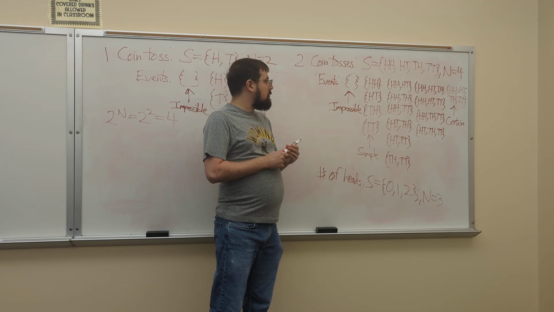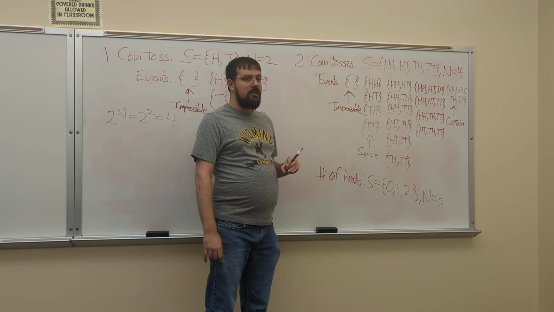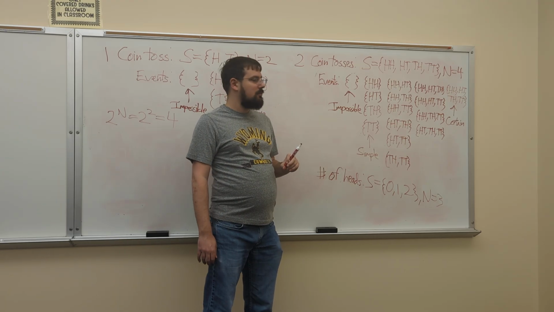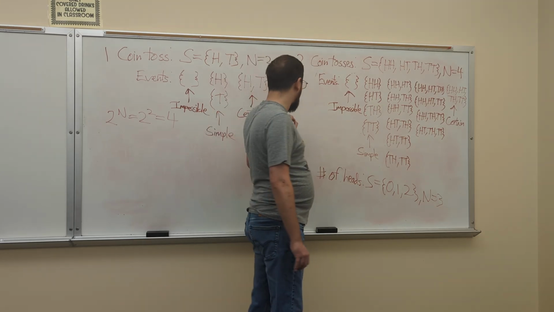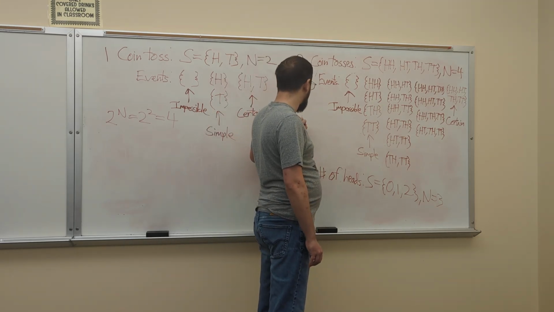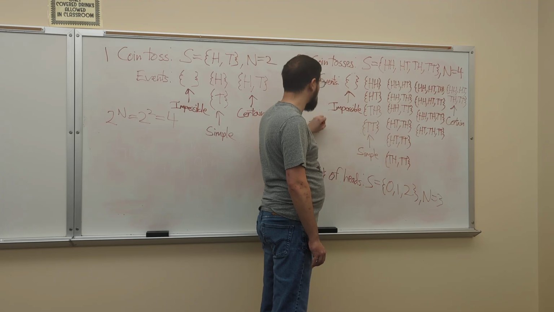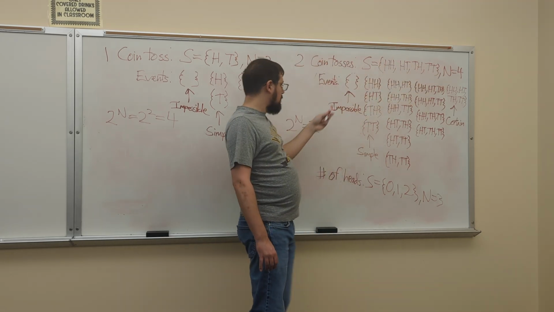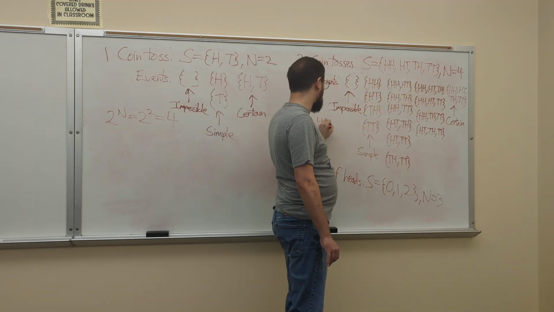So you'll notice if we count up all of these, we have 16 different events. This is consistent with our 2 to the n that we use to find the number of events in the sample space. In this case, n equals 4. So 2 to the n, that would be 2 to the 4th, which is 16.